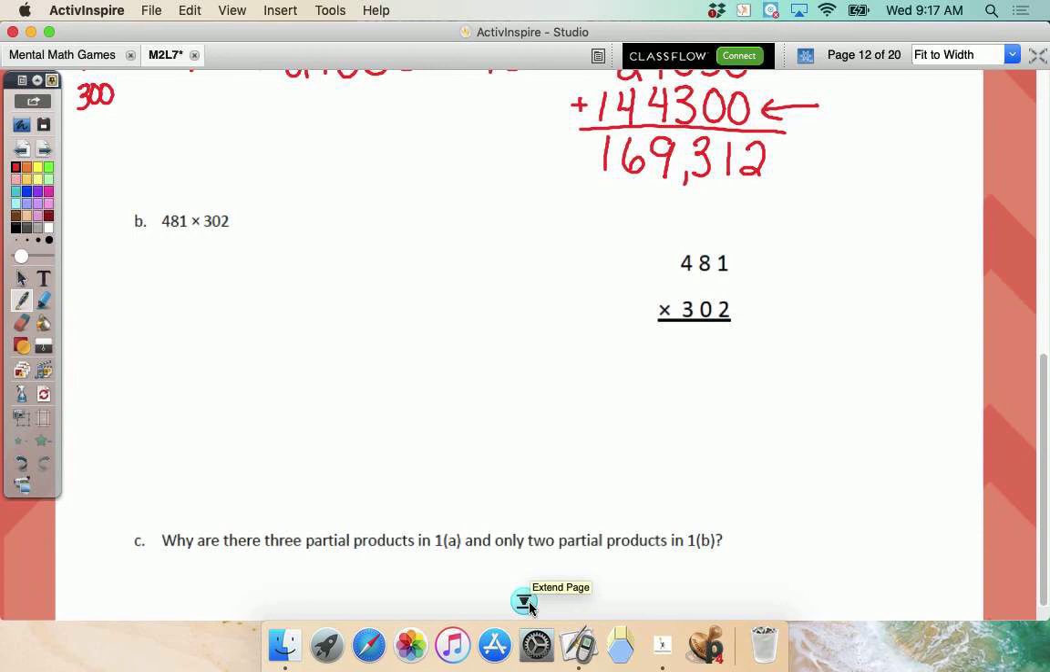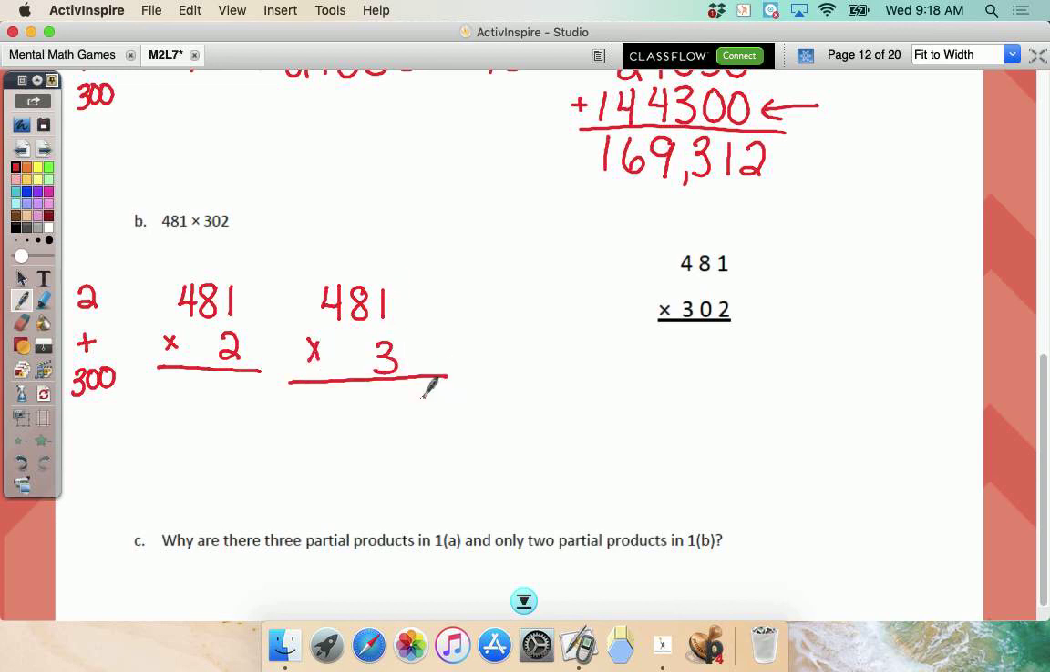Now, it's very similar, but we're going to go through it like it's not. Sound good? Yeah. How would I break 302 apart? 302. Okay, write that down, please. So, technically, I only have 2 problems to solve. 481 times 2 and 481 times 300.